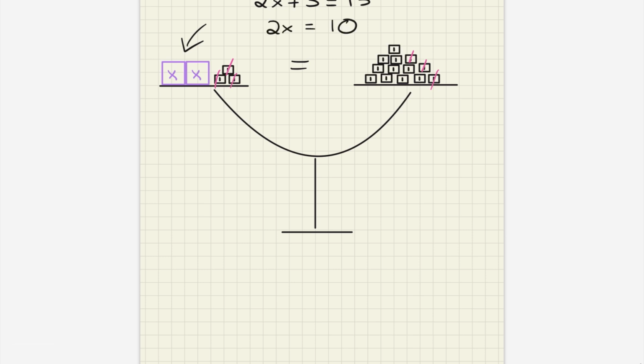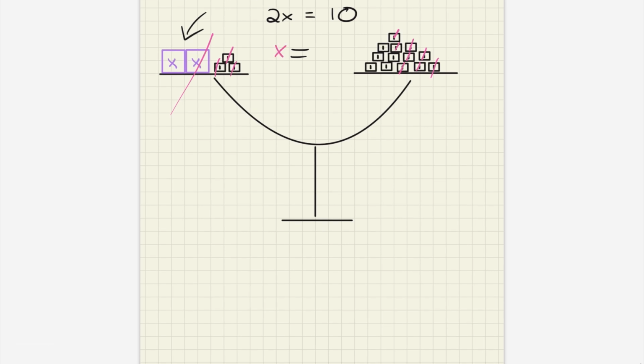Well, we know how to solve this. We just split both sides in half. So we split the weight here in half, and then we split this in half. So we do 1, 2, 3, 4, 5. Take 5 weights away because half of 10 is 5. And we'll be left with x equals 1, 2, 3, 4, 5. X equals 5.